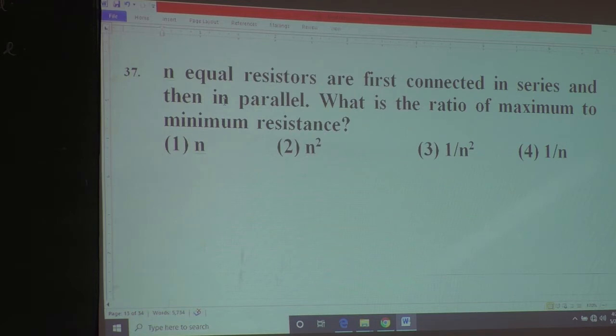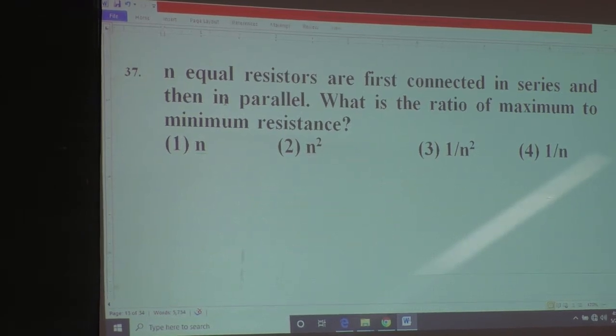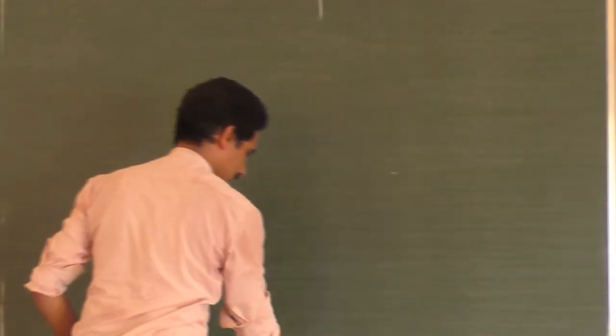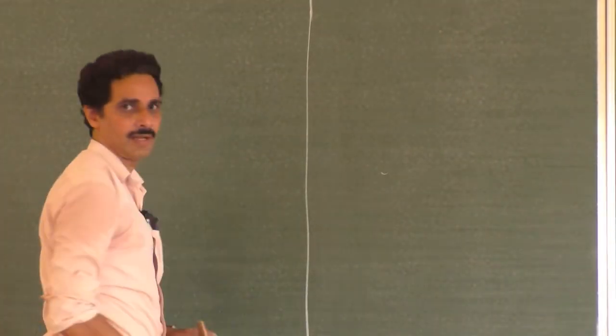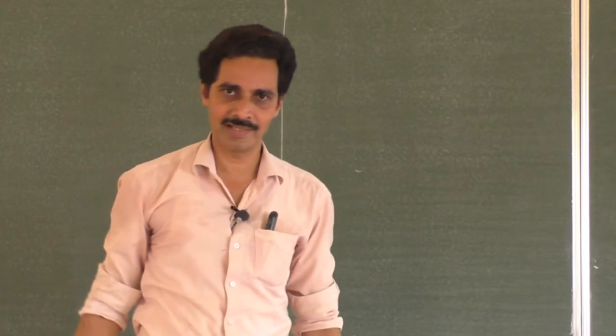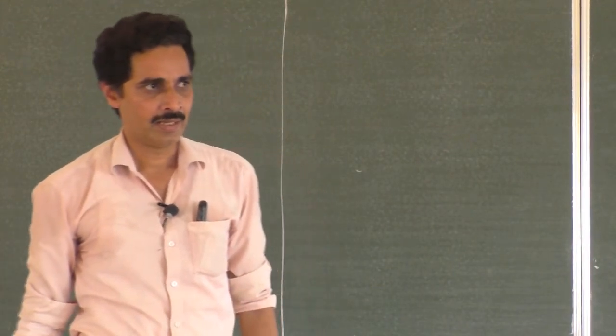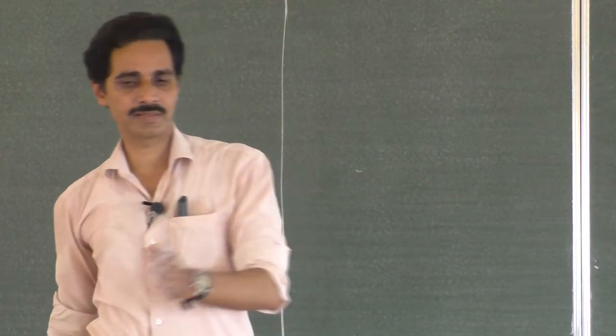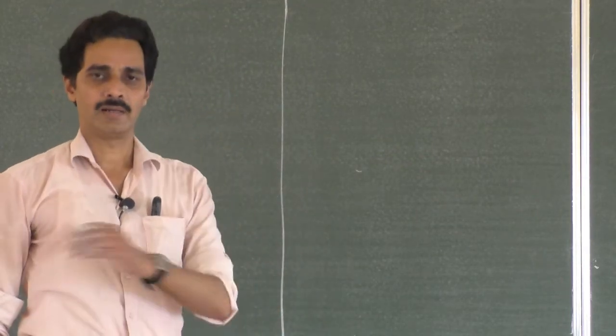We have unequal resistors, and once they are connected in series and another time in parallel, what is the ratio of maximum to minimum resistance? Okay, coming back to the board, you know that when equal resistors are connected in series, you get NR, because if you have R plus R plus R plus R plus R, that is NR.